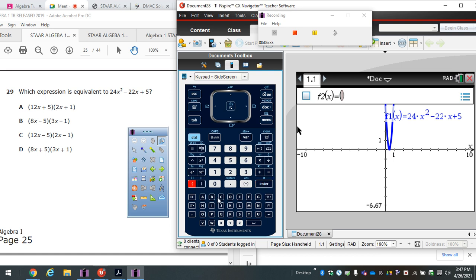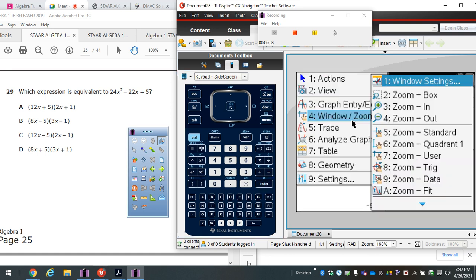Go with 8x minus 5, and with 3x minus 1. Whoa, what do y'all think? Are they the same? Right? So how would I check? Do y'all know how to check?